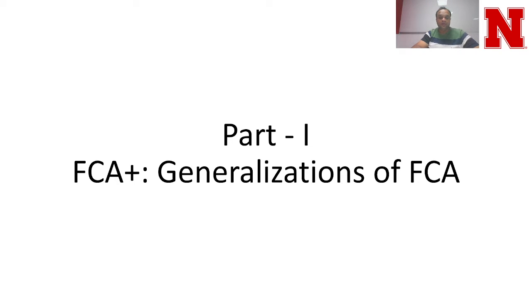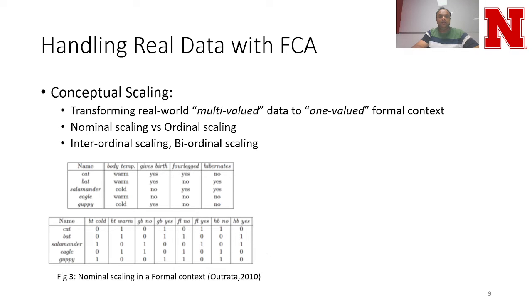So to start with, before we go to the various generalizations of FCA, let's see how real data is handled with FCA, because real data does not have the format we saw in a context, wherein each attribute and object is related in a binary relationship. So we need to apply a certain process to the real data so that we can apply FCA on it.